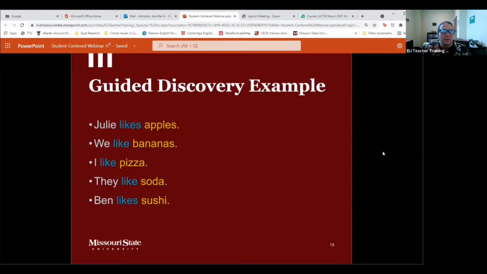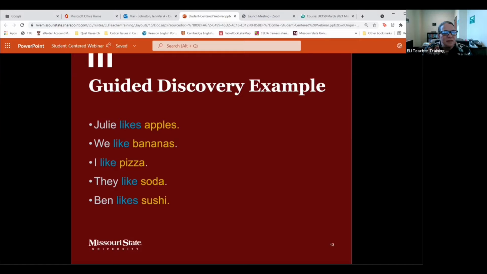Here's a quick example of what that can look like. This would be in a low-level class, maybe a beginner level class. So you might show students these sentences and ask them some questions, either orally or make a small task for them to do with partners. So you might ask them some questions like, what are the white words? What kind of words are the white words? What kind of words are the blue words? What kind of words are the yellow words?